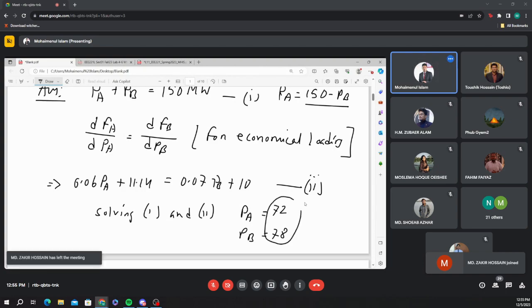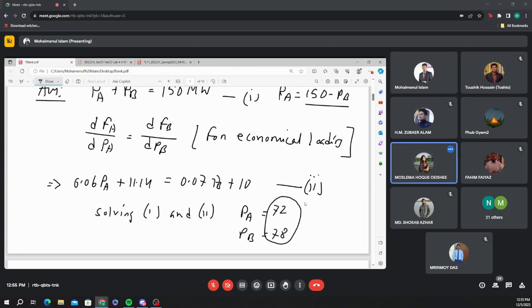Is it correct or not? Yes, sir. 72 and 78. Okay, fine. So our economical load sharing would be 72 megawatt and 78 megawatt for plant B. Those are the values for PA and PB.